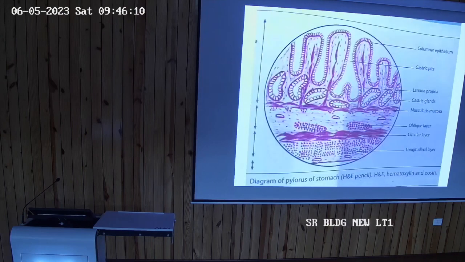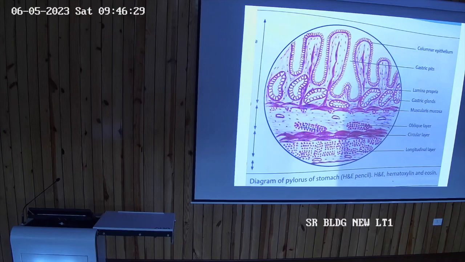Next to this, see this diagram. Again, the epithelium is simple columnar epithelium, no problem. And gastric pits you can see also. And below this, the gastric glands also seen.